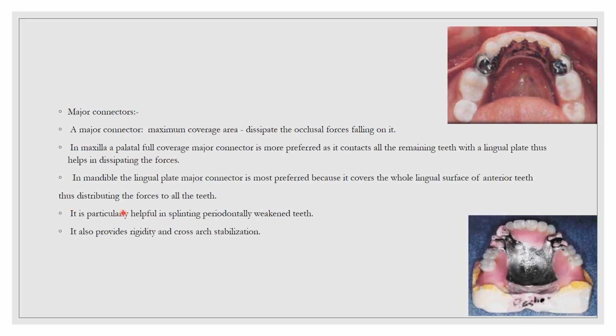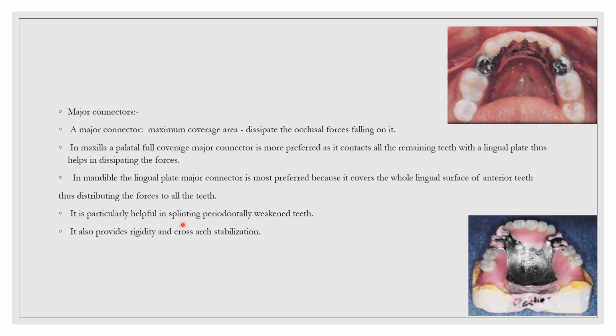All right, coming to the major connector. The major connector should have maximum coverage as much as possible in the maxilla. The palatal full coverage is the preferred one, and the lingual plate is preferred for the lower, so it dissipates all the forces. It's preferred because it covers the whole lingual surface of the anterior teeth and again distributes the forces to all the teeth.